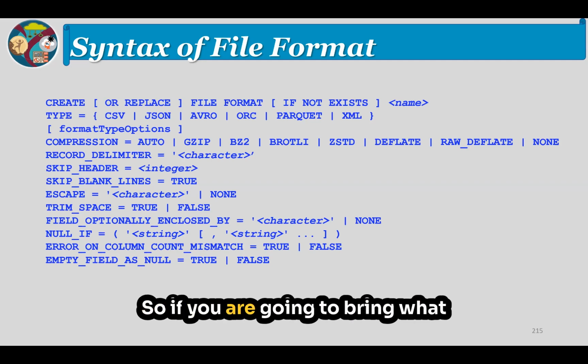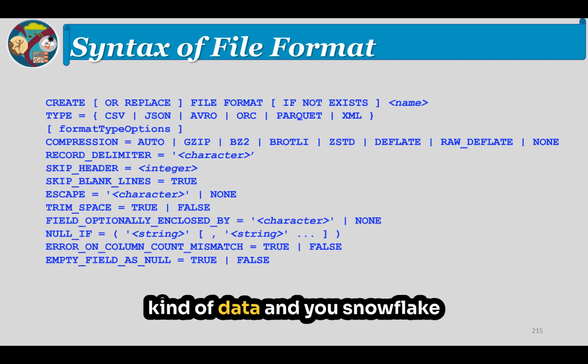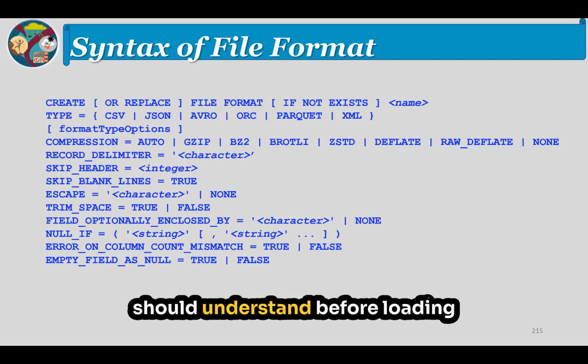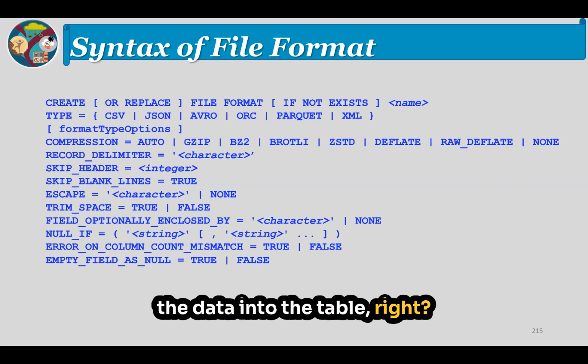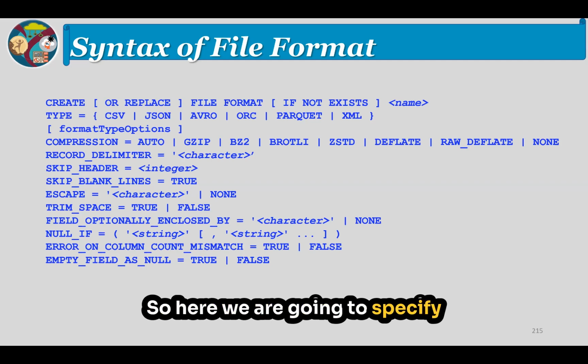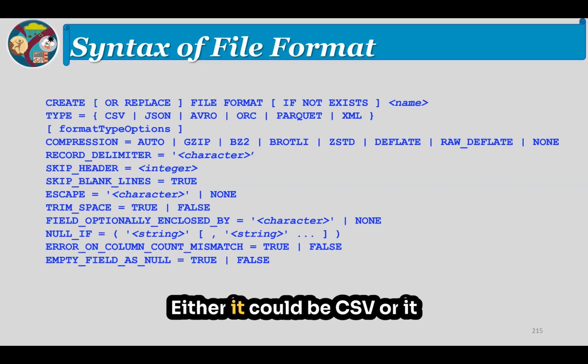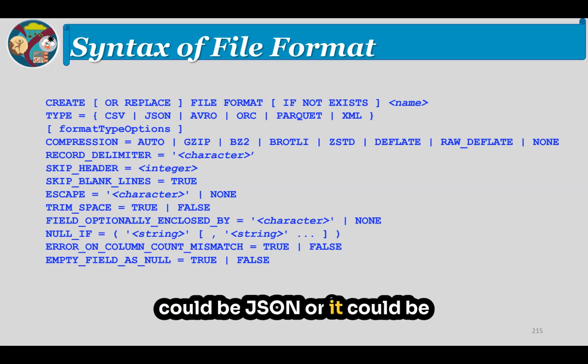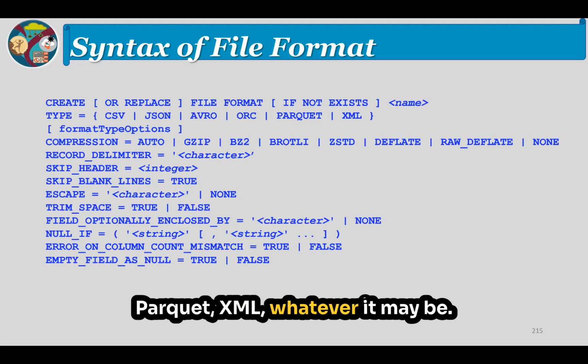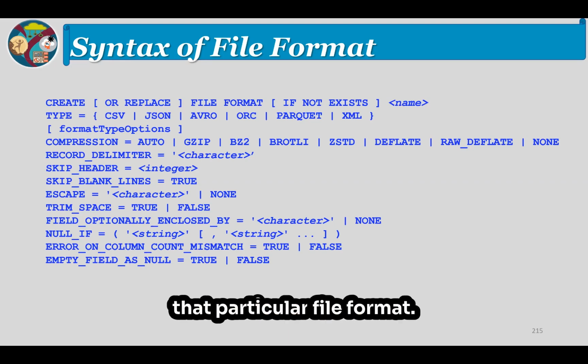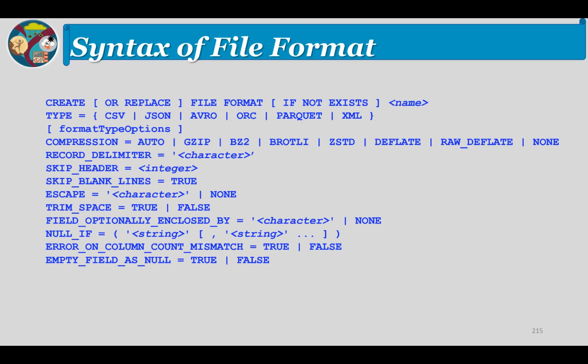Snowflake should understand what kind of data you are going to bring before loading the data into the table. So here we specify what kind of data we are bringing into Snowflake. It could be CSV, JSON, Parquet, XML, whatever it may be. You specify that particular file format type here.